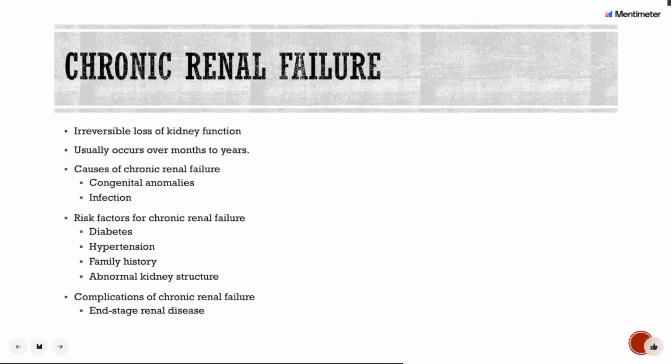So we talked about acute renal failure. That's that sudden onset, very abrupt renal failure. If we have chronic or long-term renal failure, this is where we've got that irreversible loss of our kidney function. So this happens over a long period of time, typically as a result of a congenital anomaly or a severe infection. Things like diabetes, hypertension, abnormal kidney structure, family history of chronic renal failure can make this worse. And we eventually end up in end-stage renal disease.